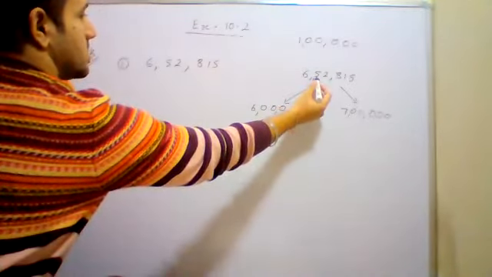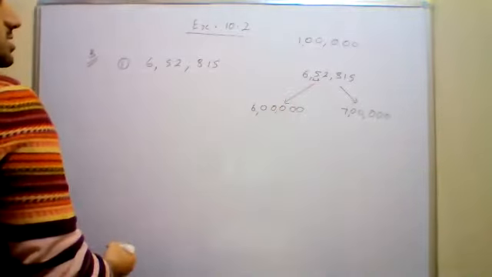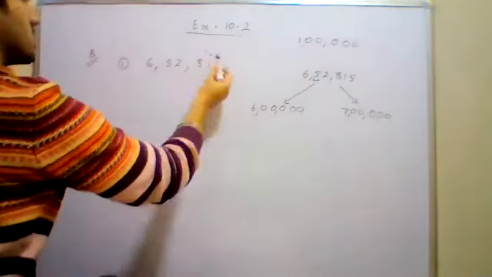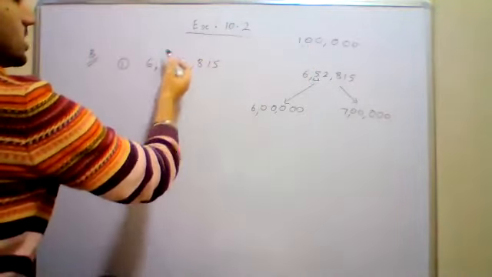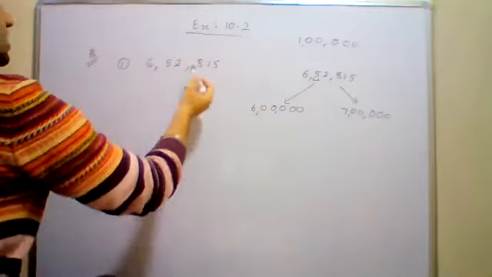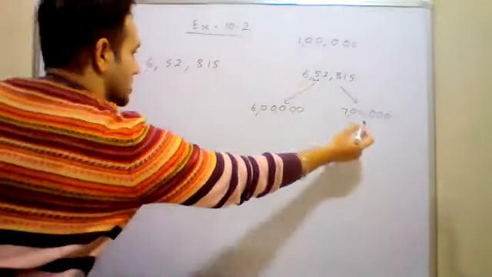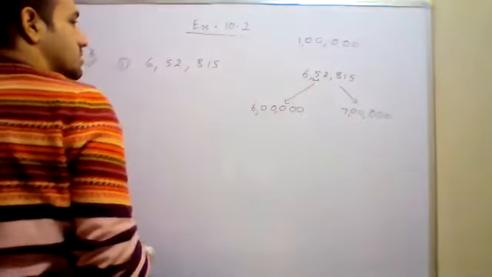The digit which is at the 1000th place, we are doing. We have to round off this number to nearest 1 lakh. 1 lakh has 5 zeros, so either it will be 6 lakh or 7 lakh. Any one of the two is the correct answer.